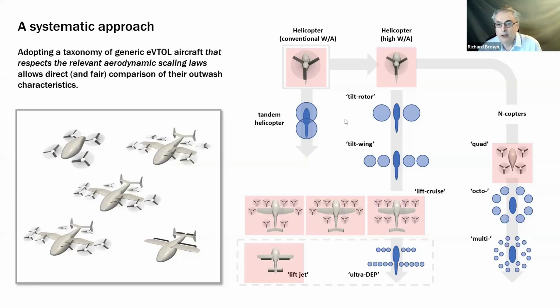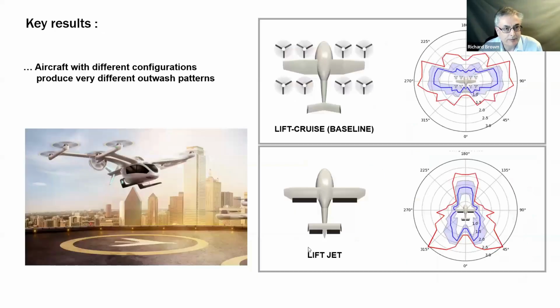So we could look at tandem helicopters, we could look at tilt rotors and tilt wings, we could look at quad, octo, and multicopters, and we could look at something which at this stage we called lift cruise, but that technology has become a little outdated right now. And then we could look at these multi-thruster vehicles. This was a sort of Lilium in reverse, or a lift jet, which was perhaps a slight advance on that particular technology.